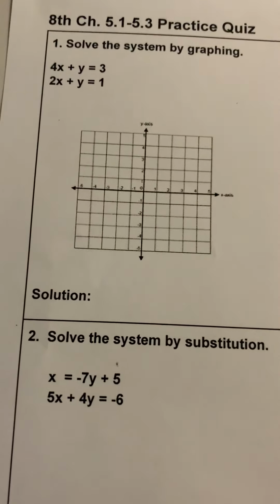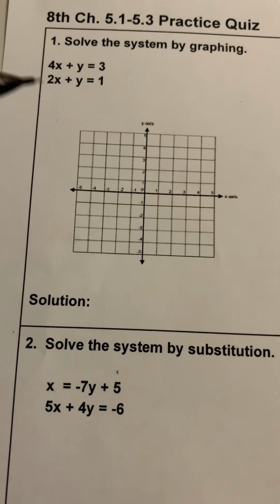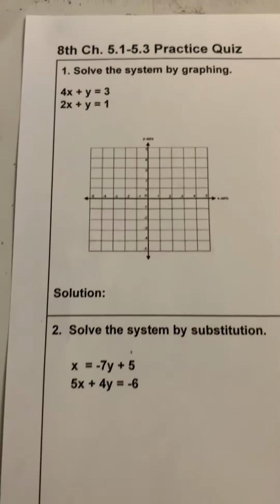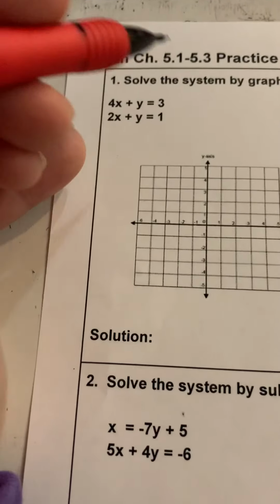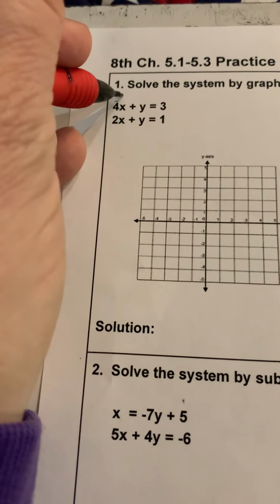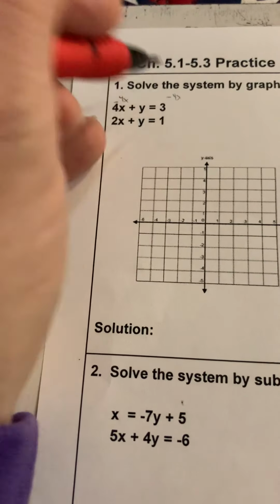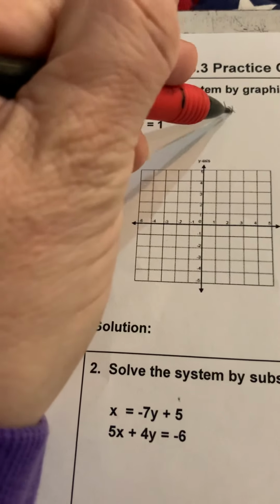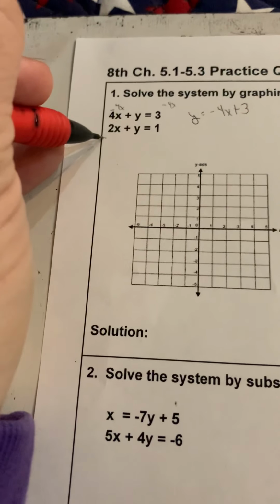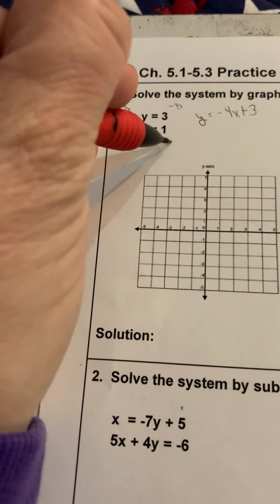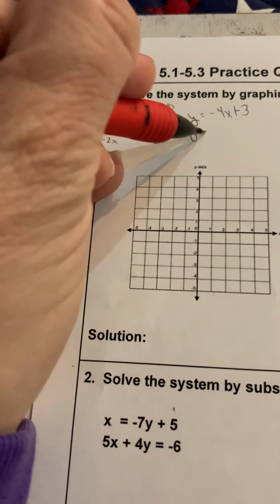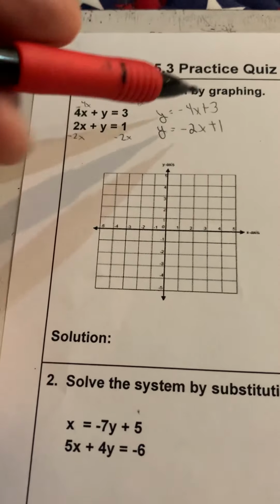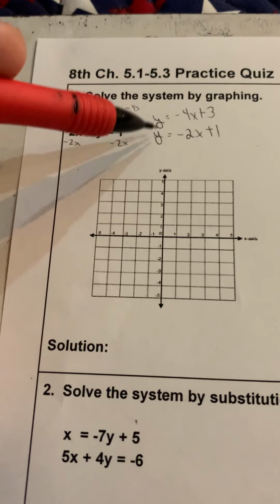The first one is about graphing, and as you can see, neither one of the variables, the y's, is isolated. It needs to be put into slope-intercept form. So what you're going to have to do there is subtract 4x from both sides on this one, and when you do that, you're going to get y equals negative 4x plus 3. And here you want to subtract 2x from both sides so that you have y equals negative 2x plus 1. So now you have both y's isolated.